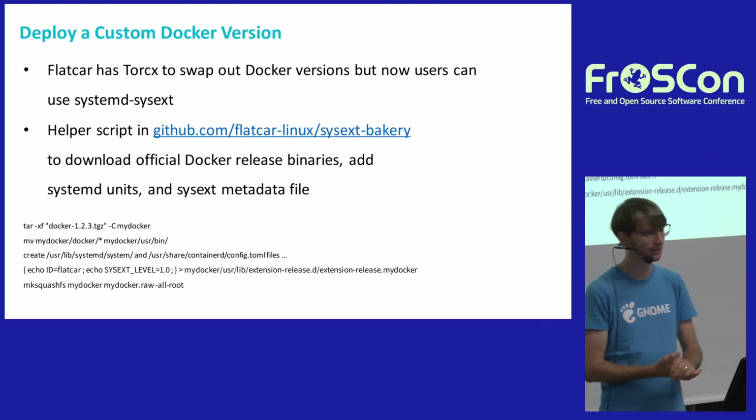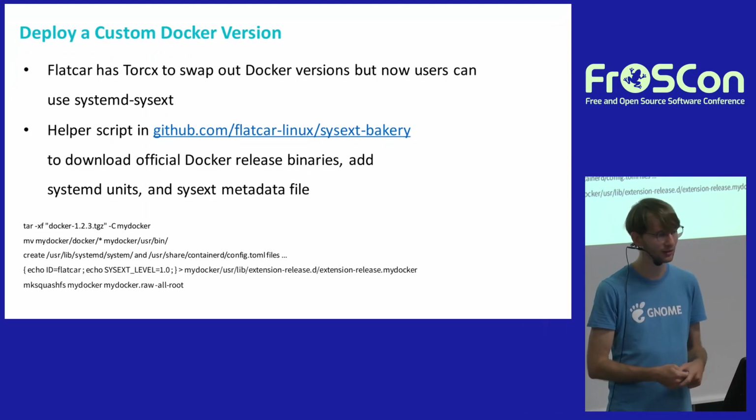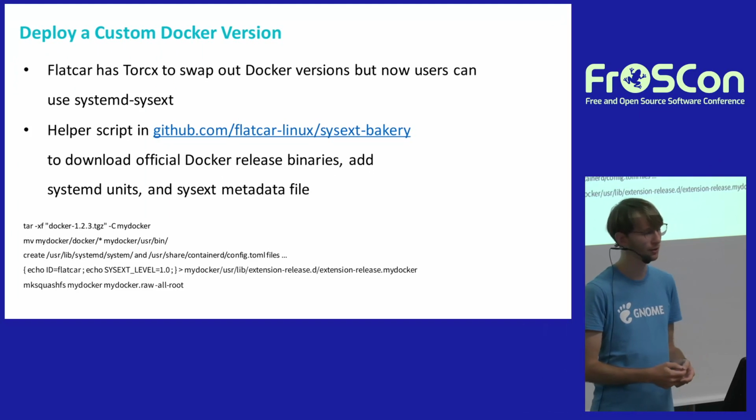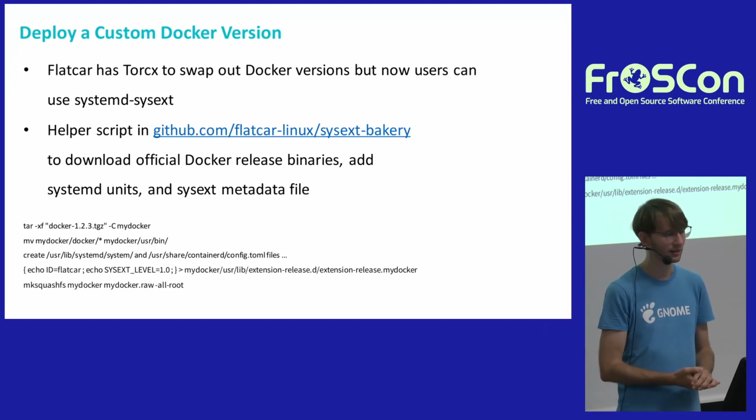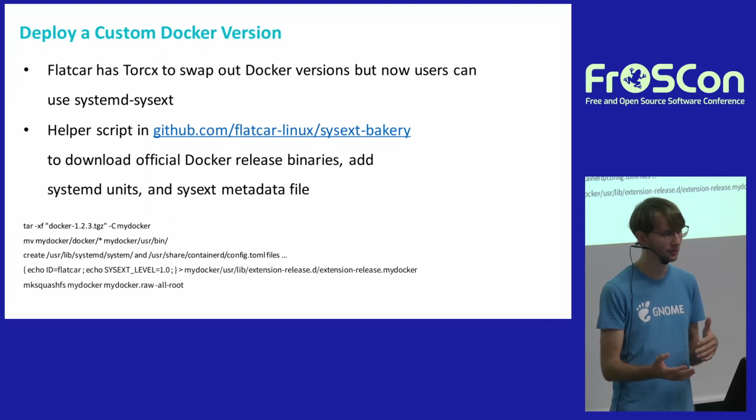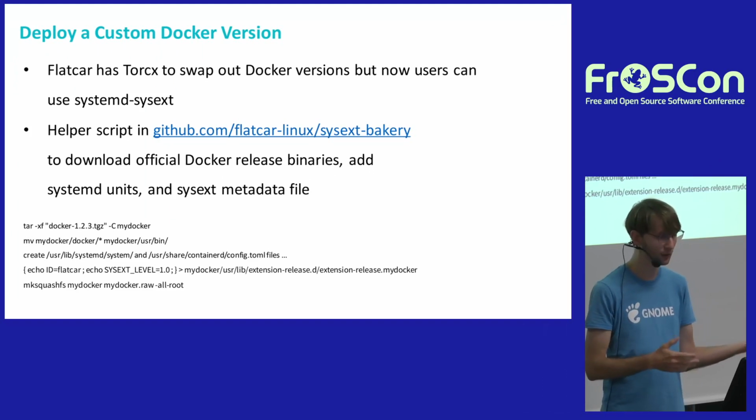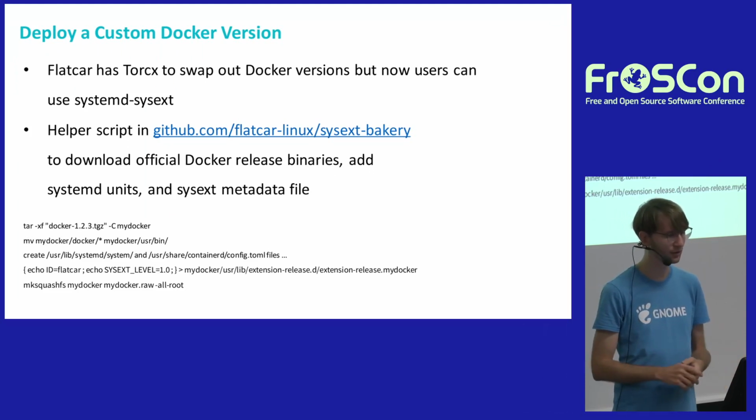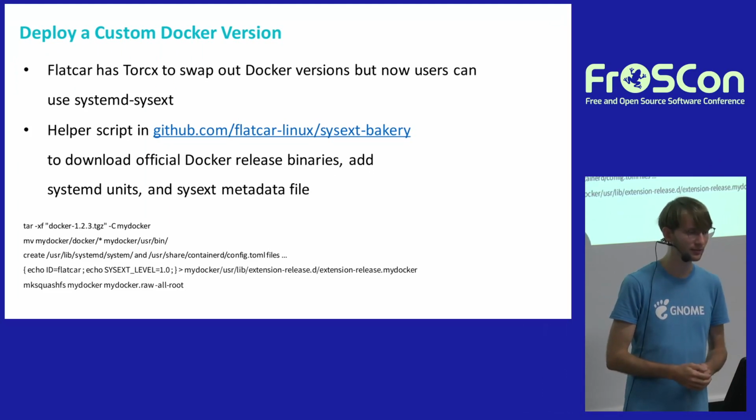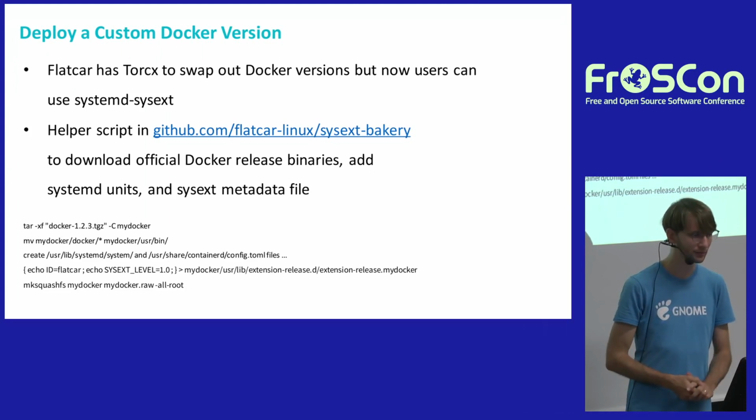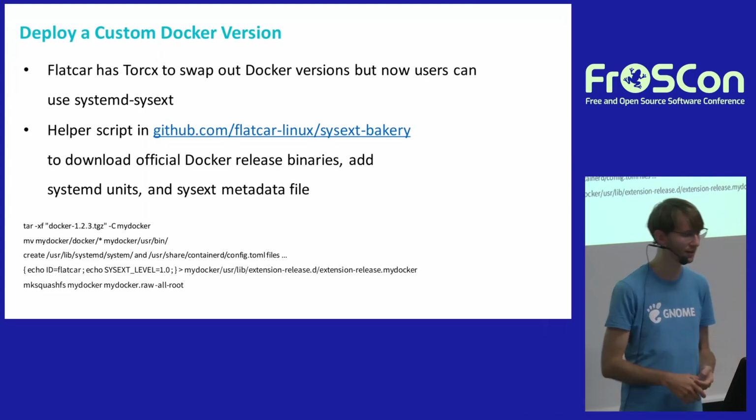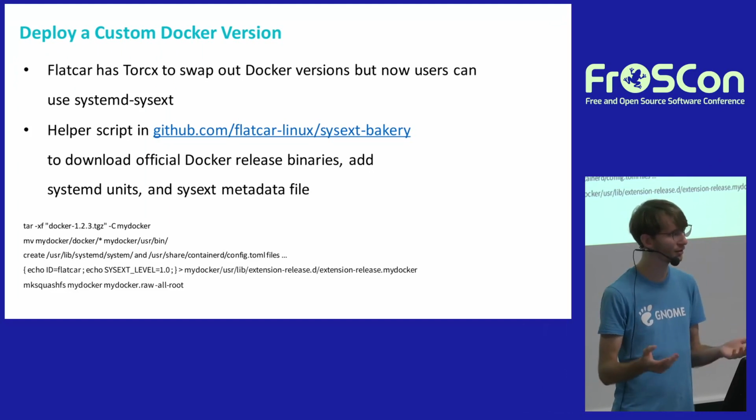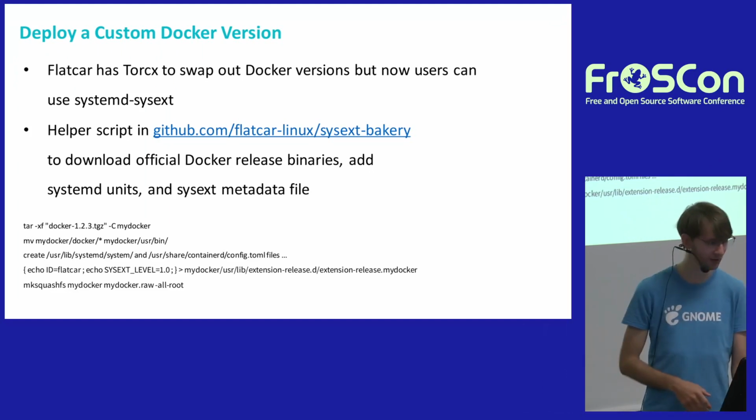And what Flatcar also has is a tool called Torcx. You can use it to deploy your custom Docker version. It's meant to swap out the version that Flatcar provides as default, and then the user can have their own version of Docker, also in some kind of image file. And instead of using Torcx as a special solution, now we can use systemd-sysext for that. It's more generic, because Torcx was kind of bound to Docker, and now we have something that is making these nice overlay mounts and solves a lot of trouble we had with Torcx.